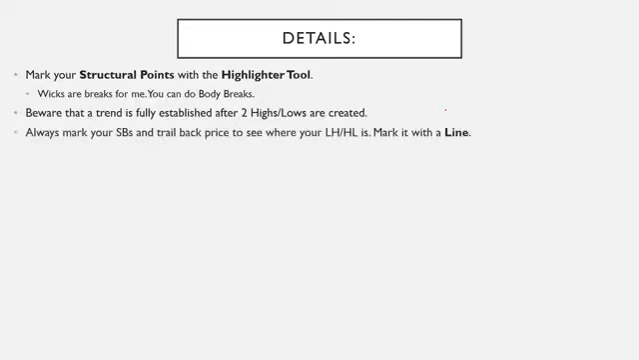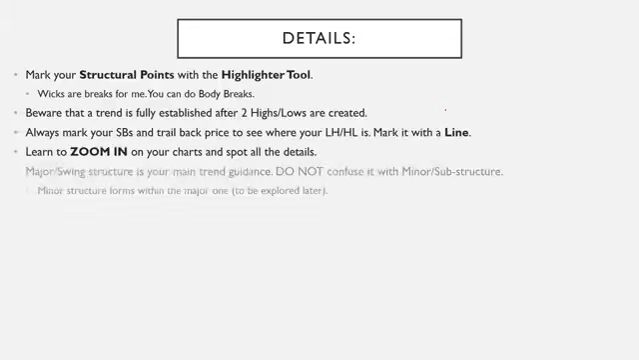As I taught you in the examples, always mark your structure breaks and always trail back price to see where your lower high or higher low is. And again, mark it with a bold line. Learn to zoom in on your charts and spot all the details. Don't be zooming out and looking at the market from a macro perspective. You are not like positional traders. Zoom in and look at all the details.